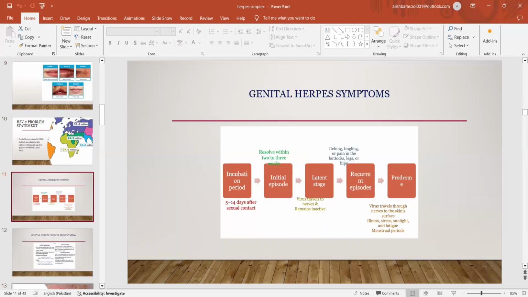Genital herpes symptoms: incubation period 5 to 14 days after sexual contact, resolve within 2 to 3 weeks, initial episode. Latent stage, virus travels to nerves and remains inactive. Recurrent episodes: itching, tingling, or pain in the buttocks, legs, or hips. Prodrome, virus travels through nerves to the skin surface. Triggers: illness, stress, sunlight, fatigue, menstrual periods.